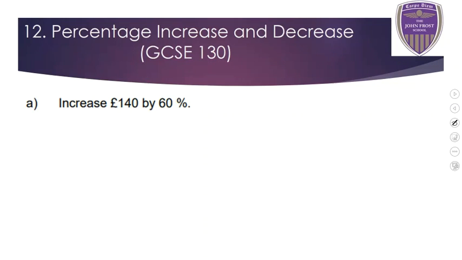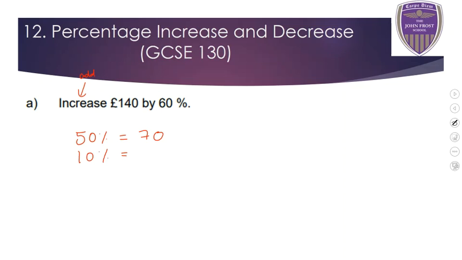Increase £140 by 60%. It's increase, so that means it's going up. So we're adding. All we've got to do this time is work out 60% and add it on to 140. In my opinion, the best way to do 60% would be to do 50 and then 10, and we've already learned those two, haven't we? So 50% is divided by 2. So half of £140 would be £70.